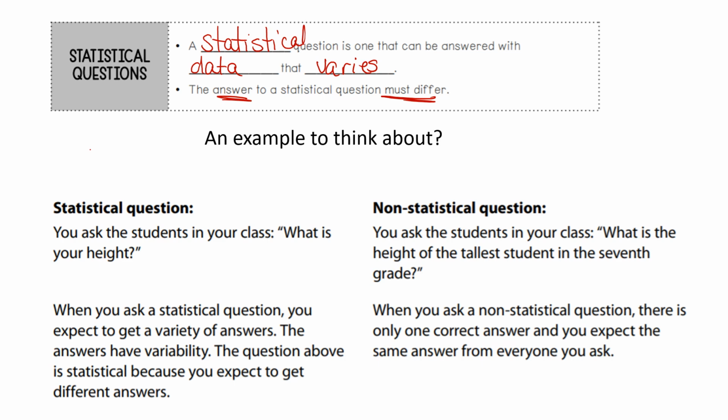The other example is a non-statistical question. You ask the students in your class, what is the height of the tallest student in the 7th grade? When you ask a non-statistical question, there is only one correct answer, and you expect the same answer from everyone. So that's the difference between those types of questions.